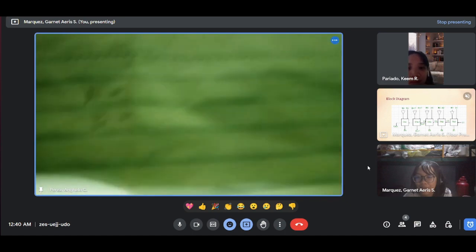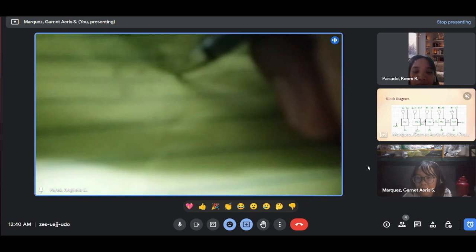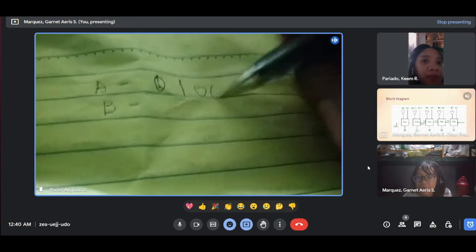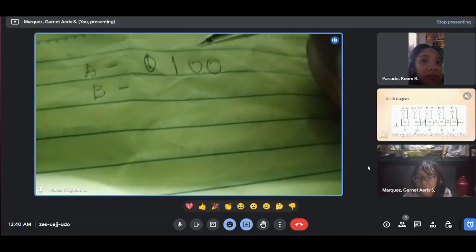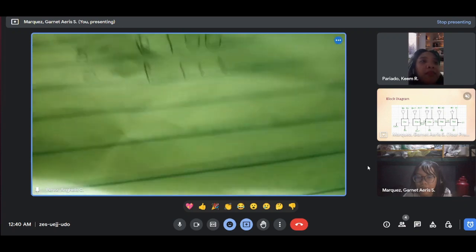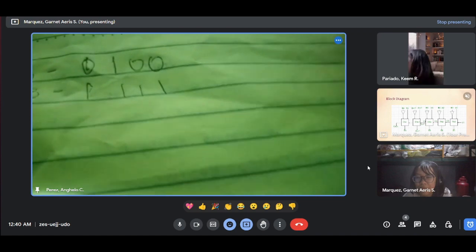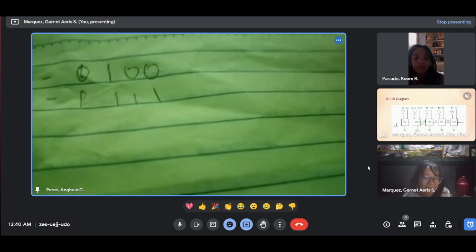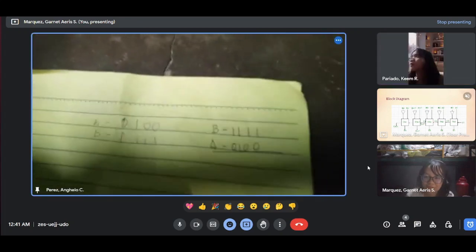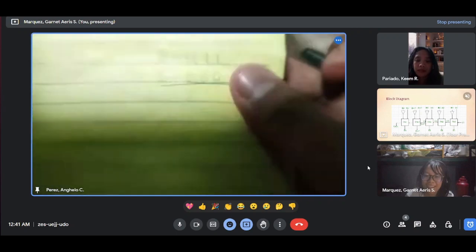Okay lang, medyo magulo. Sa A value natin, kunin natin si 0, 1, 0, 0. And then sa B value naman natin is kukunin natin si 1, 1, 1, 1. Pag pre-process natin siya doon sa mismong n-bit parallel subtractor, it looks like this. Am I right? Yes. So, dito na papasok yun. Kita ba? Kita.